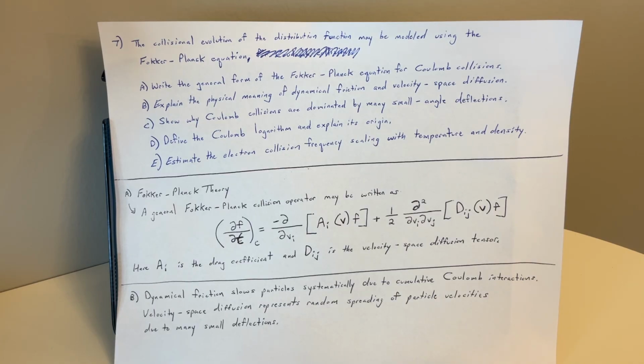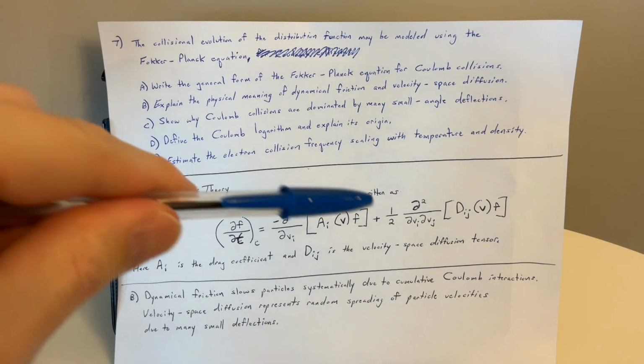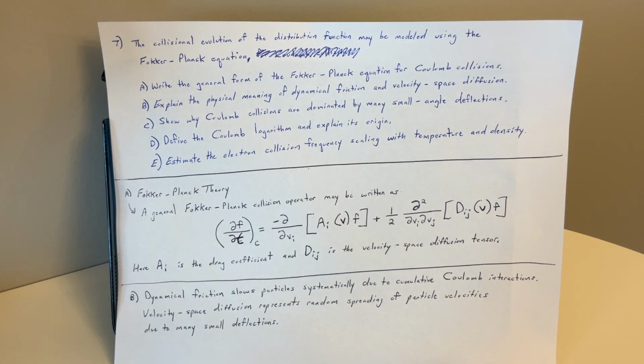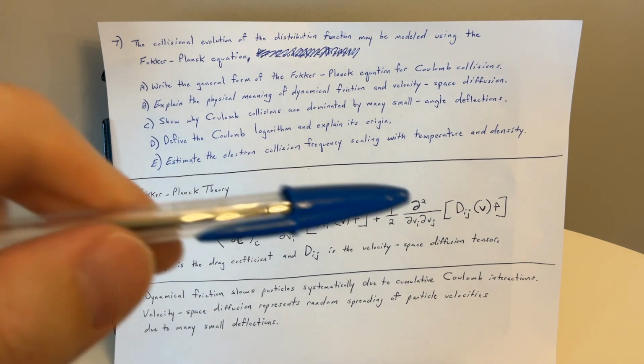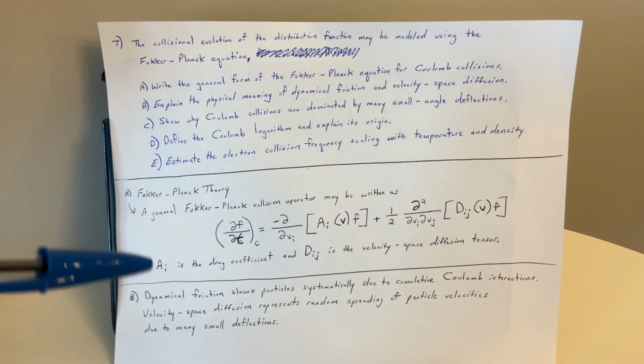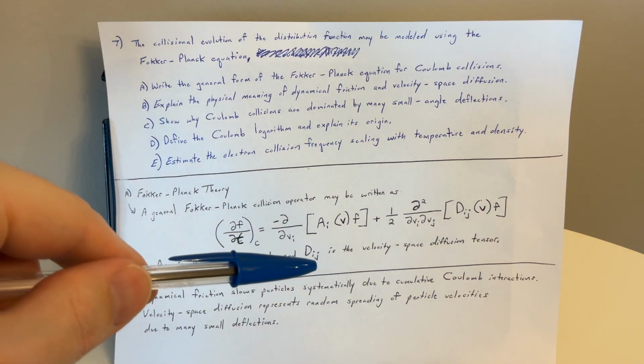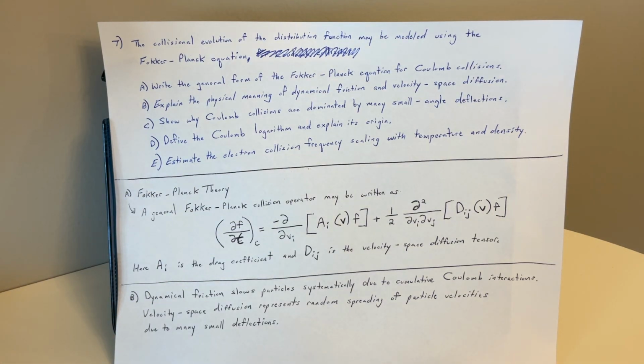Technically this is a second partial with respect to v. Pardon me if I misspoke anywhere. So second partial with respect to v sub i, v sub j. Now from here, a sub i is the drag coefficient, and D sub ij is the velocity space diffusion tensor. Okay, so two important quantities, a very important equation.